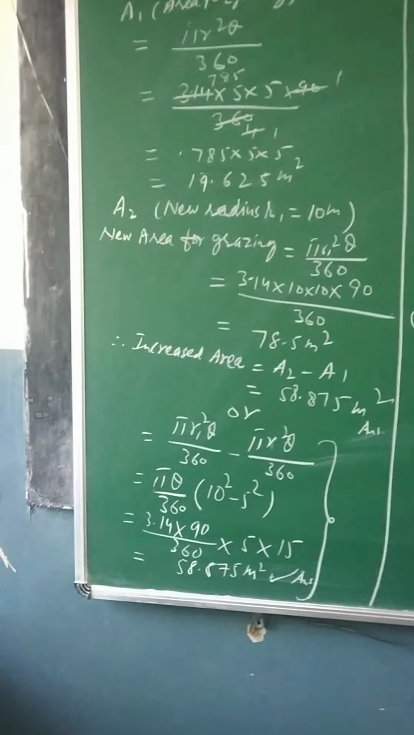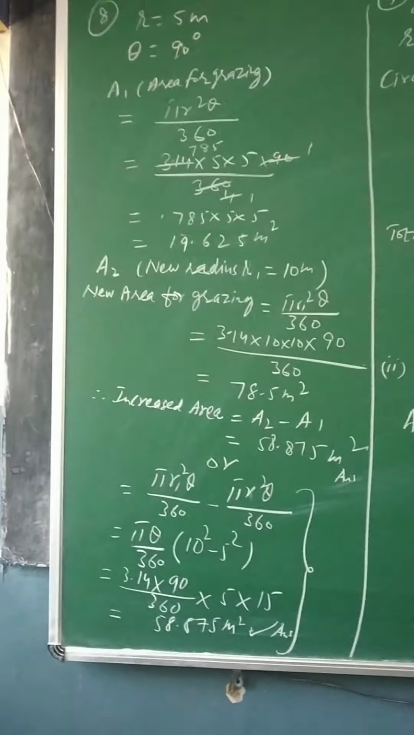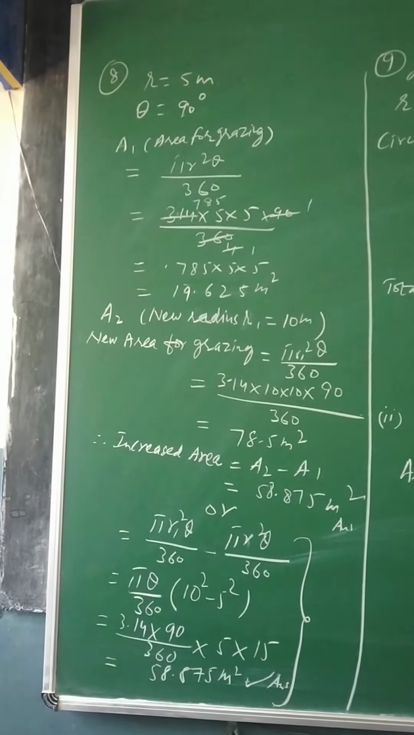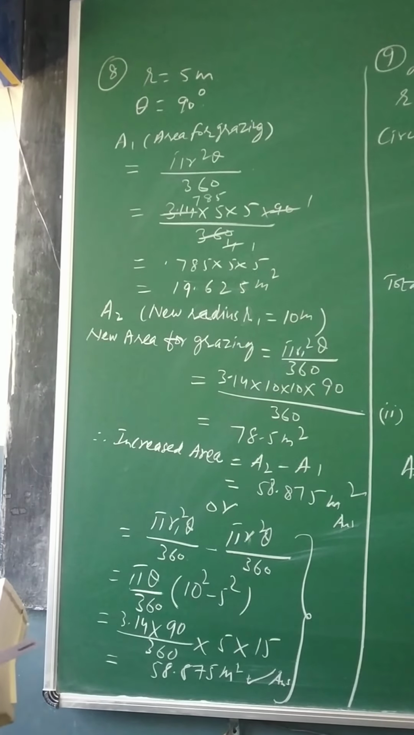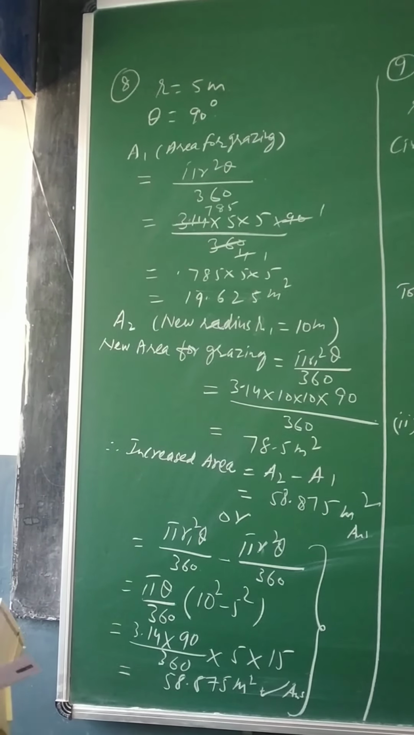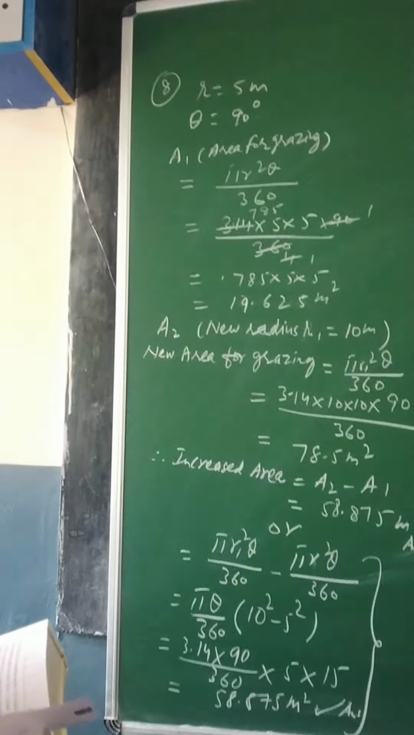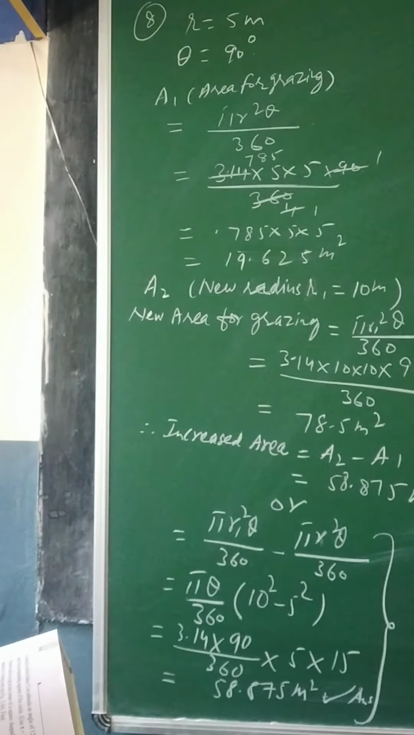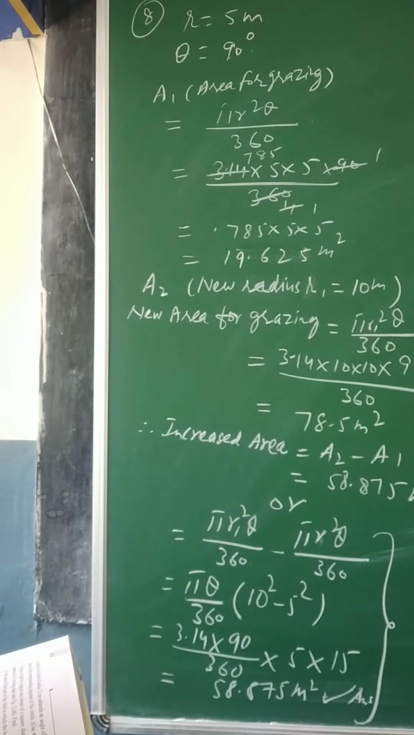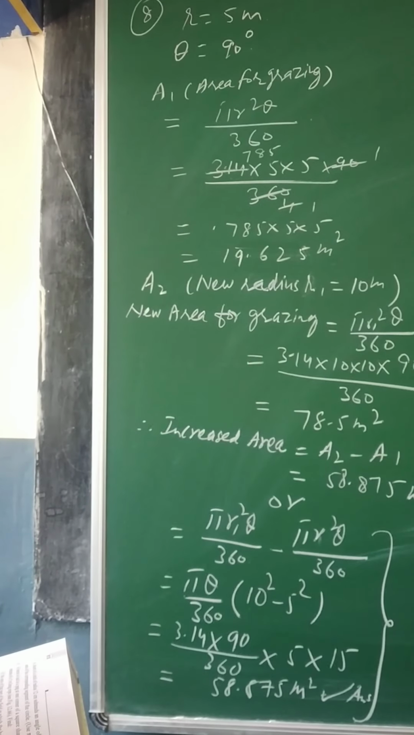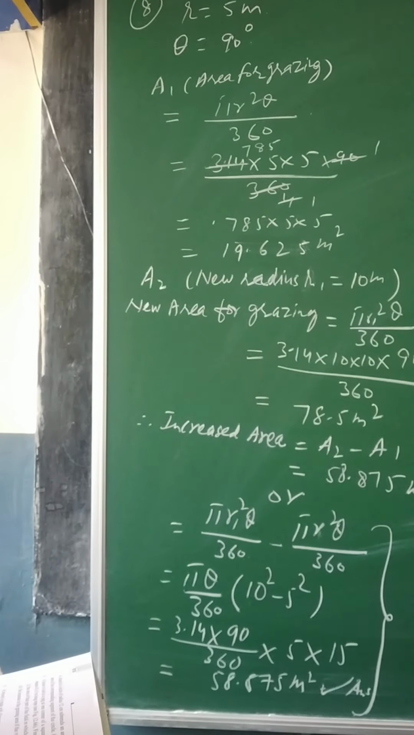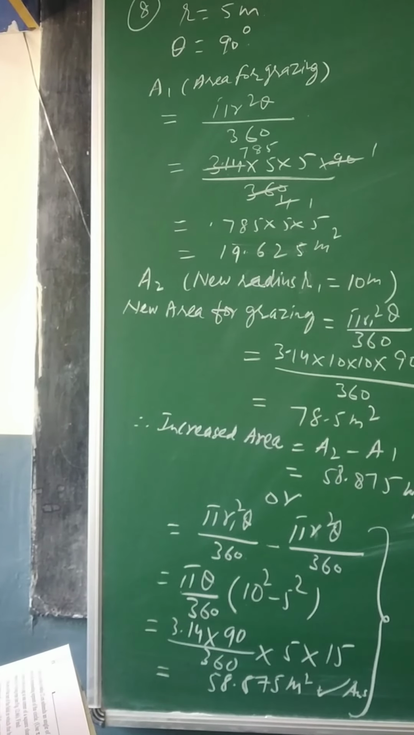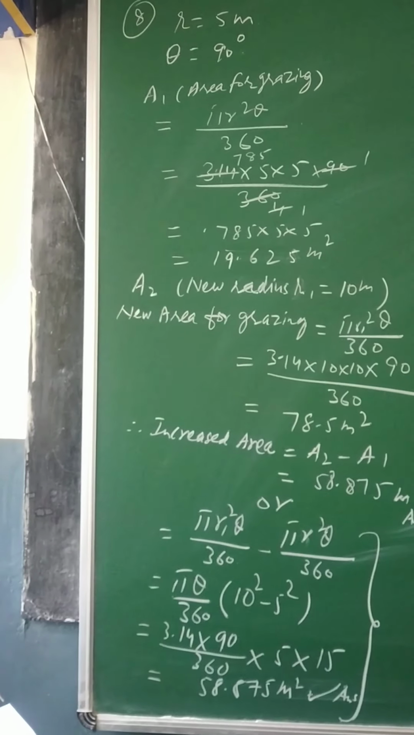Today I will continue with your exercise 12.2 onwards, question number 8 to the last, that is question number 14. If you read the statement of question number 8, here it is. A horse is tied to a peg at one corner of the square shaped grass field of side 15 meter by means of a 5 meter long rope. We need to find the area of the part of the field in which the horse can graze. And secondly, the increase in the grazing area if the rope were 10 meter long instead of 5 meter.